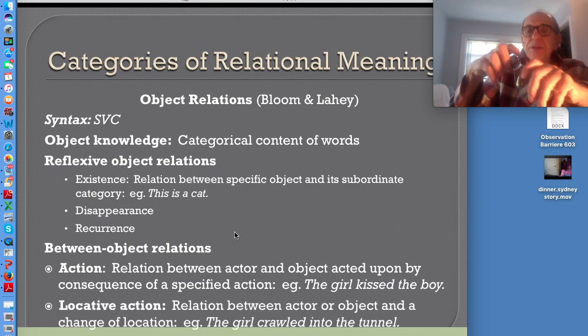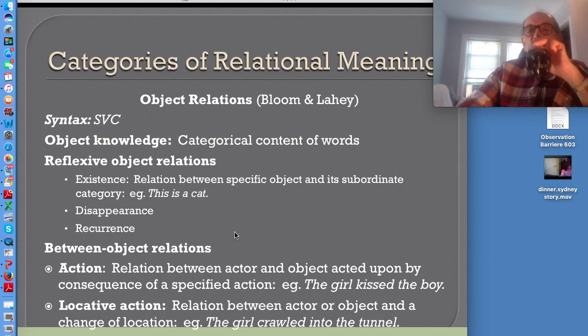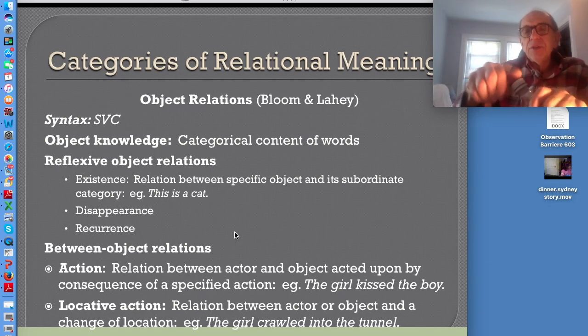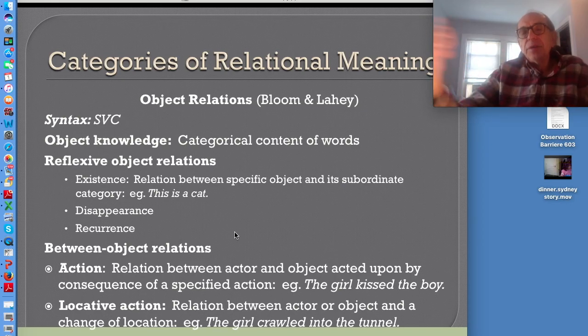Right here, as I speak to you, Moses drinks his Diet Coke. Well, that's a relationship between Moses and the Coke through drinking. Action relationship. Locative action: a relationship between actor or object and a change of location, such as the girl crawled into the tunnel. Between the girl and the tunnel, through crawling.